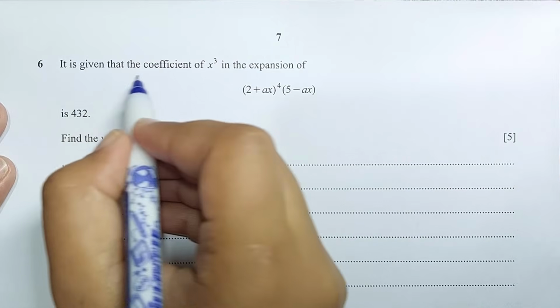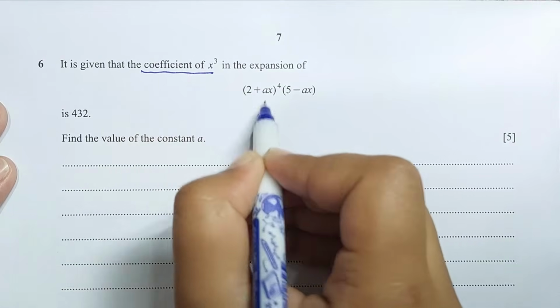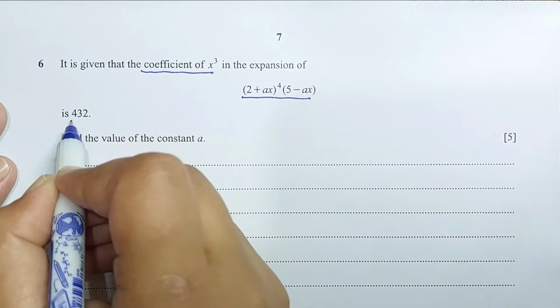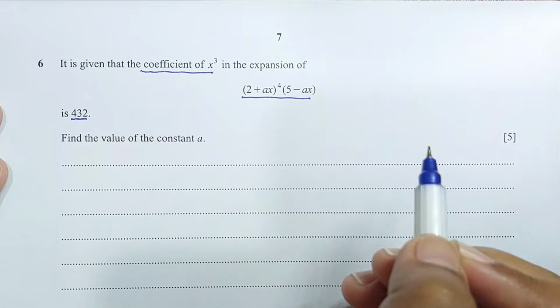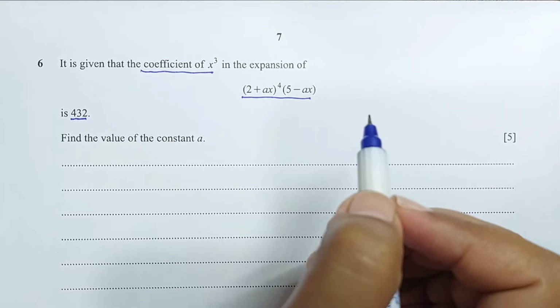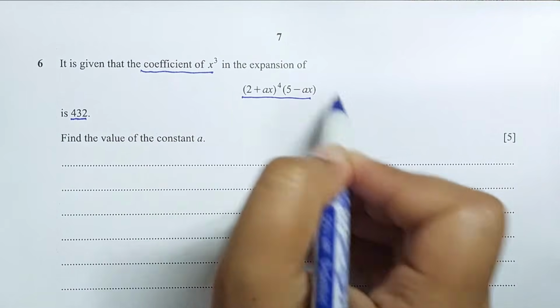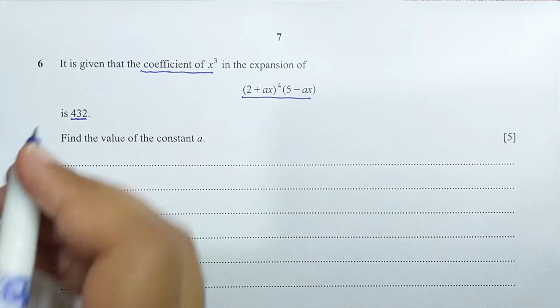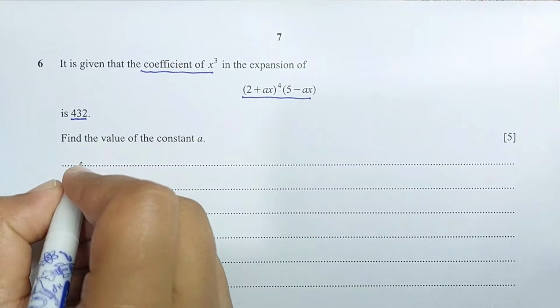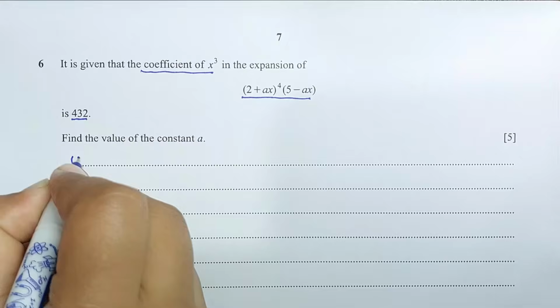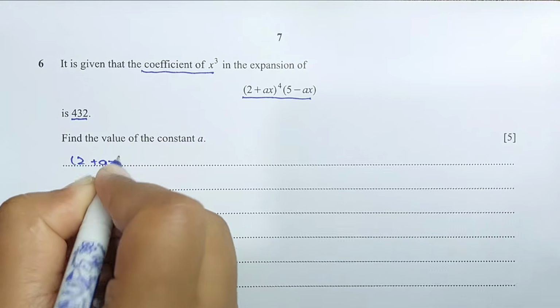Question number 6. It is given that the coefficient of x cube in the expansion of this is 432. Find the value of the constant a. We have to find the coefficient of x cube first in this expansion. So let me expand this. Its power is, let me just work on this, (2 plus ax) to the power of 4.